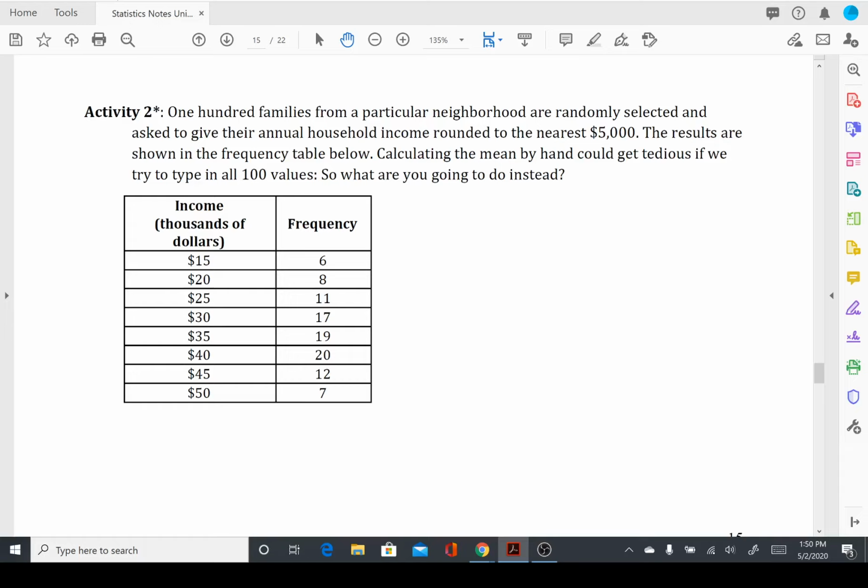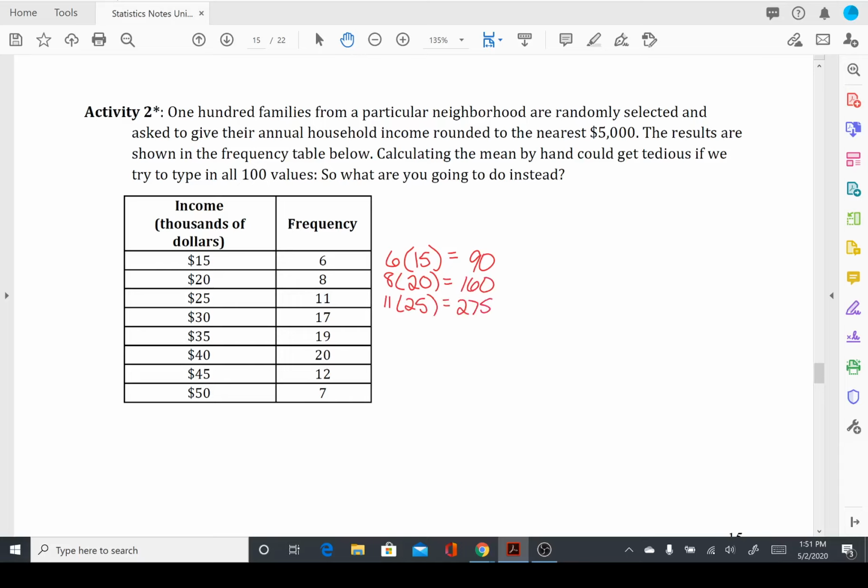You have 6 families all saying that they made $15,000. So how much money is present for those 6 families? You just multiply the 6 by the 15, and you would get that those 6 families all making $15,000 would have $90,000 amongst them all. If you continue this process for the rest of the groups, you would have 8 and 20, $160,000. So I'm going to have you finish it up.